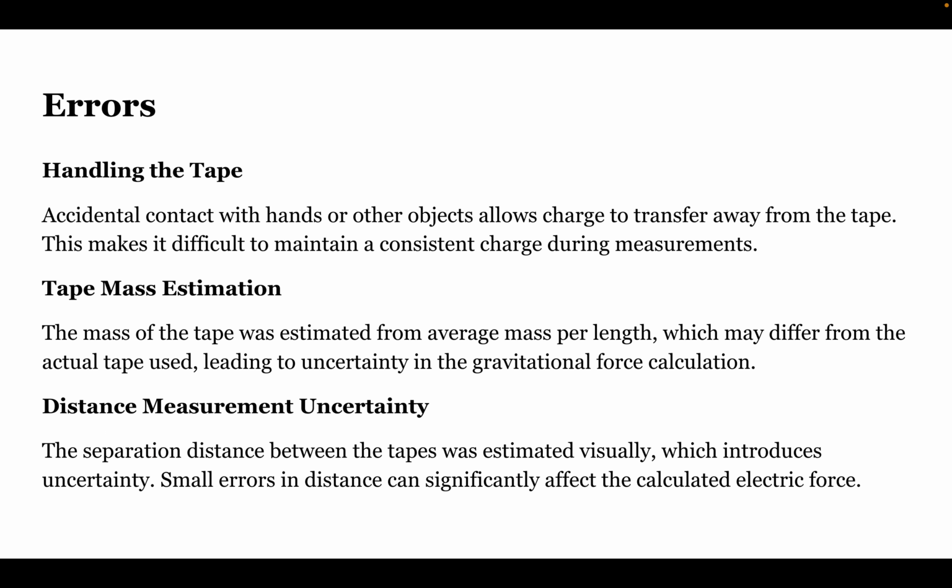Some errors could have been handling the tape: the oils in the fingers and our positively charged cells affecting the charge of the tape itself. Tape mass estimation: we were given parameters with which to estimate the mass of the tape, however many inches it was, so there could be an error in that. And then the distance measurement: we were only given an arbitrary ruler to measure the distance, which might not be accurate as the tape was fluctuating between a positive and negative y direction.